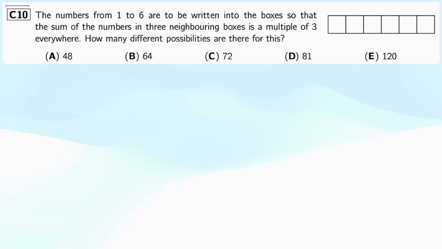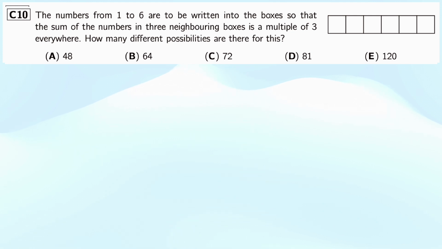The numbers from 1 to 6 are to be written into the boxes so that the sum of the numbers in 3 neighboring boxes is a multiple of 3 everywhere. How many different possibilities are there for this? This is a probability-related problem.